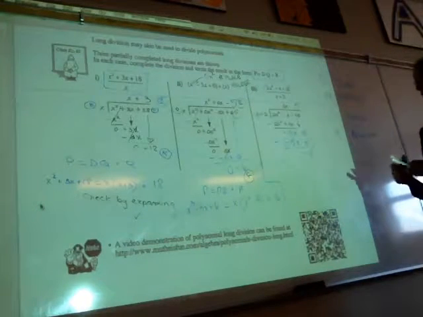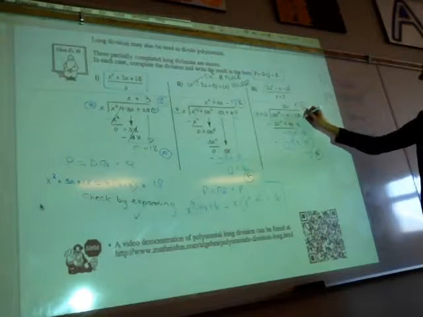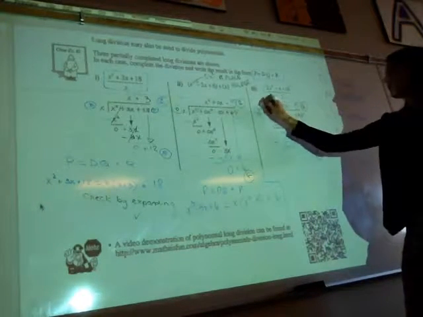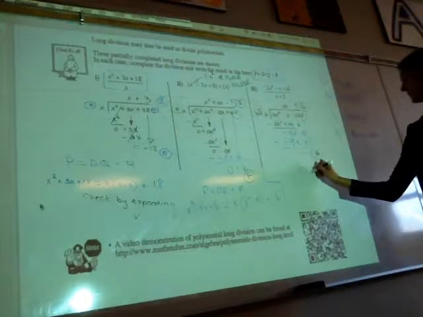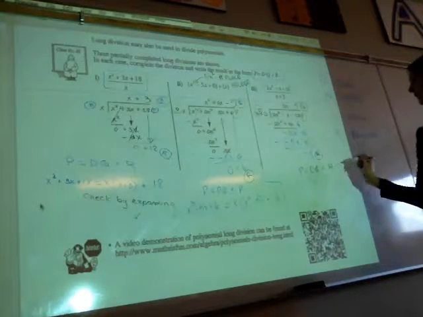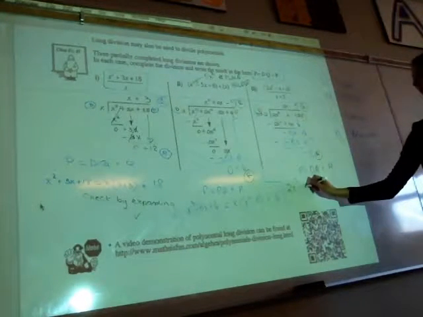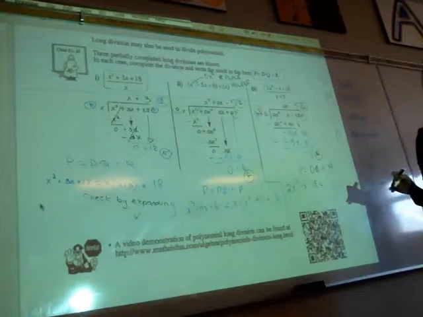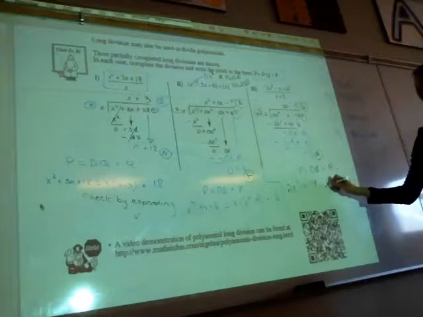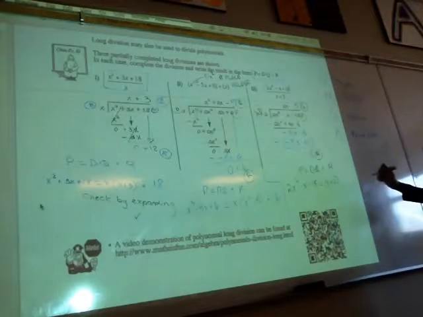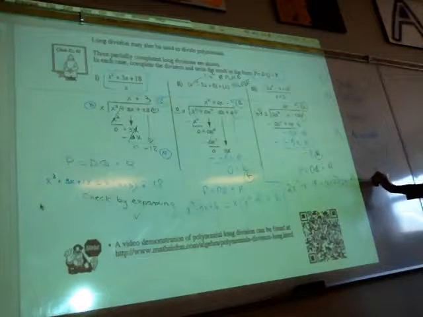And now we figured out what our remainder is, our quotient, and we knew our polynomial and our divisor. So we just plug it into the form, P equals dq plus r. Our original polynomial, P, was x squared minus x minus 18. What was our divisor? X plus 2. Our quotient was 2x minus 5, and our remainder was minus 8.